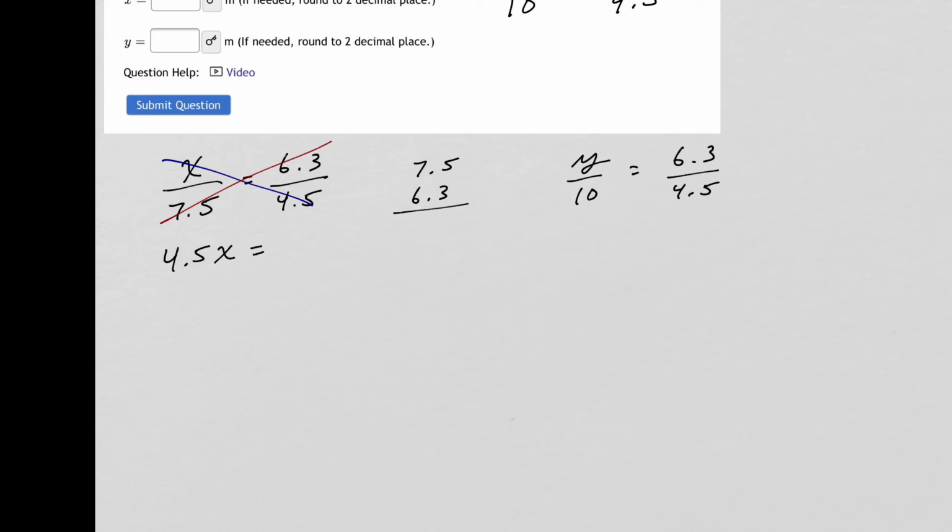3 times 5 is 15, so 1, carry the 1. 3 times 7 is 21, plus 1 is 22, right? Then 0. 6 times 5 is 30, so 0, carry the 3. 6 times 7 is 42, plus 3 is 45. So this is 5, 2, 7, 4. So it looks like it's 42.25. No, sorry, 47.25.